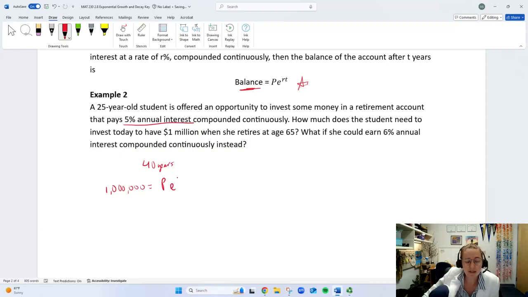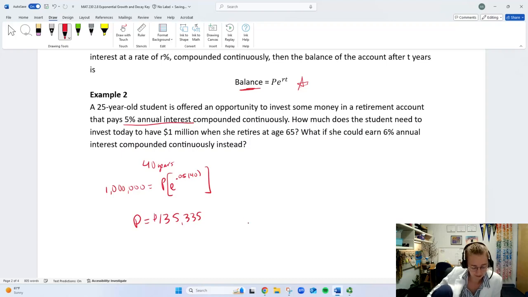And I'm going to have this as e to the, I know this is 0.05, and then my time is 40 years. So I can find what this value is right here, e to the 0.05 times 40, and then actually divide that over, and I will get that P is equal to, this is how much money she has to invest at age 25. Just a casual, more than 100 grand, which is pretty crazy. But she'll just let it sit there. Doesn't have to put any more money into it, and she'll have $1 million in 40 years.